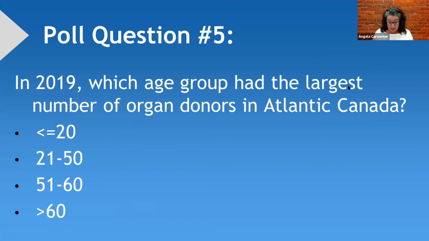So 20 to 50. Yes, you're right. There were 41 organ donors in Atlantic Canada in 2019, and 14 of them were between the ages of 21 and 50. Very close behind that, with 12 donors, was the over 60 age group. So that might surprise some people. I have so many people who say, I want to be a donor, but I'm too old. Or I want to be a donor, but I'm on too many medications. Those things are not true.